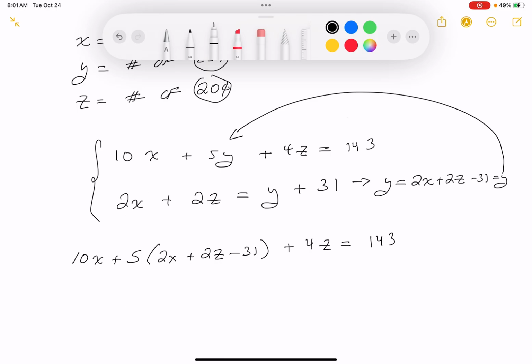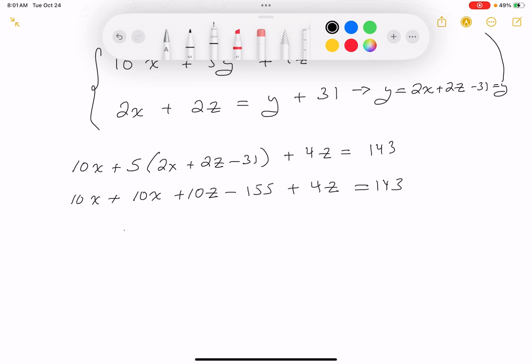All right, let's take a look. One step at a time, right? And what do you get here? You get 10x plus 10x plus 10z minus 155 plus 4z equals 143. I'm going to keep simplifying it. You get 20x, 14z, and I'm going to do 143 and 155 and add them together. That's 298.